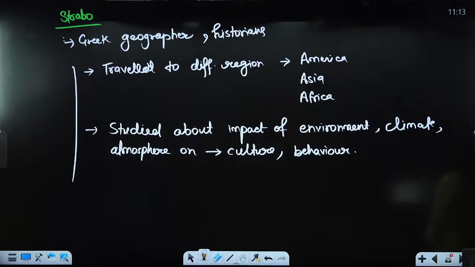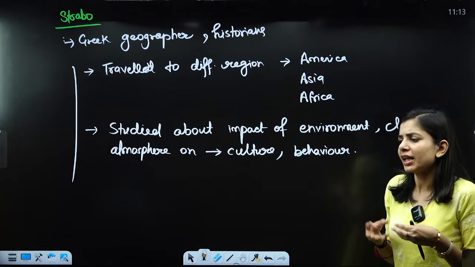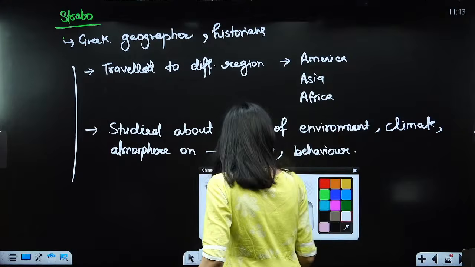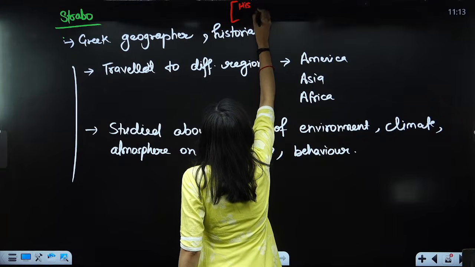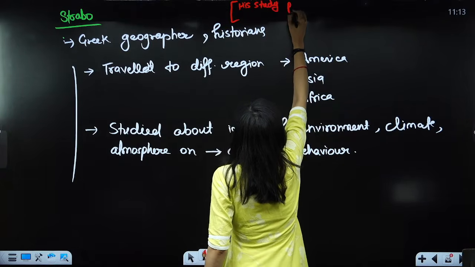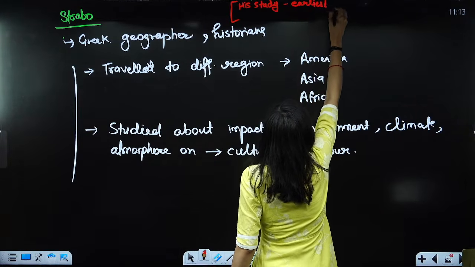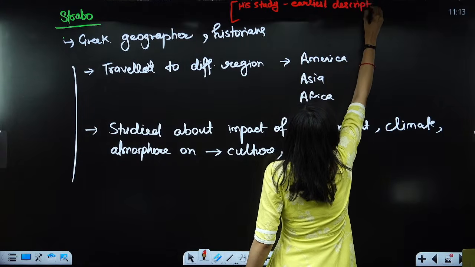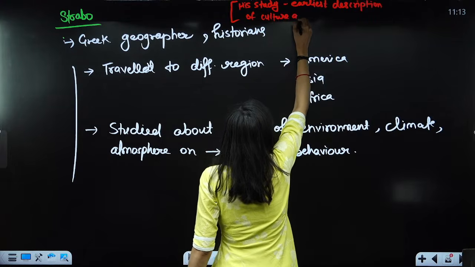So he is considered one of the founders of human geography. He studied how humans interact with the physical environment. Therefore, we can see that his anthropological studies are among the earliest studies about culture and ecology. So mention his study as the earliest description of culture and ecology.